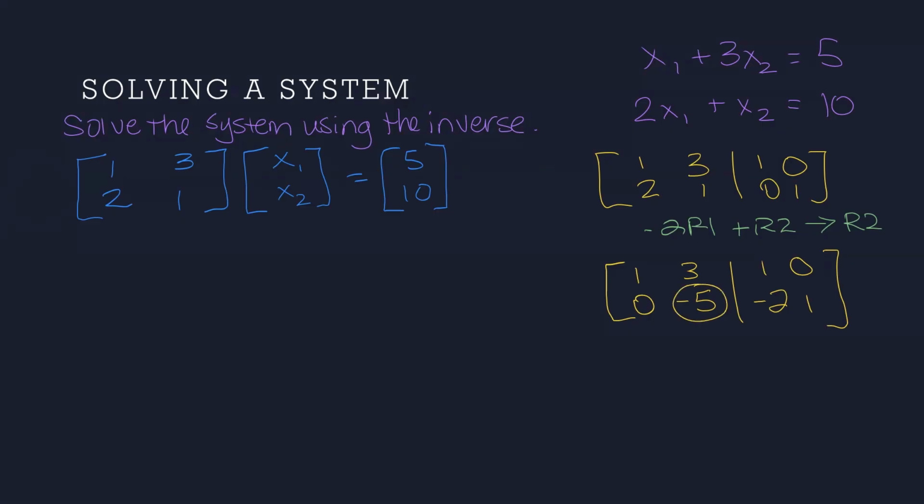I want this to be something that when I add it to this, I get 0. What's probably easier is just going to make this a 1 first, because we can do that by dividing by -5. So let's divide row 2 by -5. That's my new row 2. So I've got 1, 3, 1, 0. 0, and then I'm dividing by -5, so I get 1, and this would just be 2 over 5, leaving it as a fraction. This will be -1 over 5.